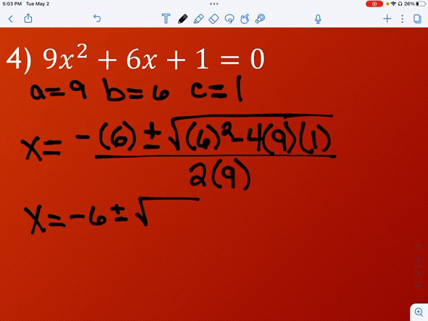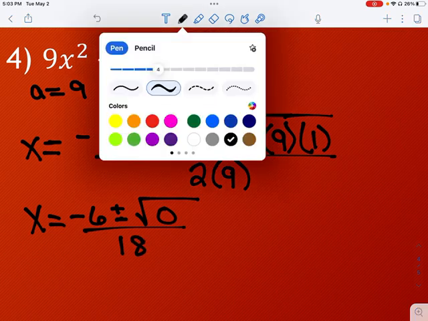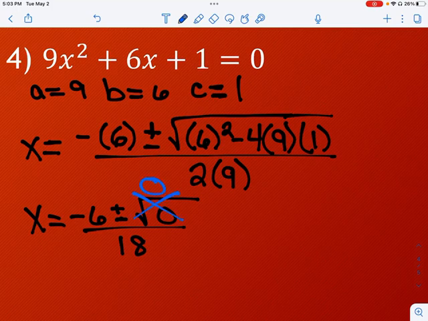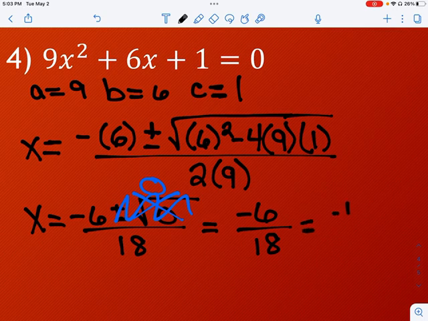Now we punch that in, so we go 6 squared minus 4 times 9 times 1, and we get 0. And that is over 18, 2 times 9. The square root of 0 is indeed 0. So all of this is gone now. So what we're left with then is an answer of negative 6 over 18, which would simply be negative 1/3. And that would be the only answer that we would get because my discriminant, the value under the radical, is a 0.